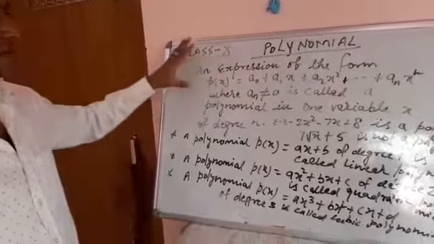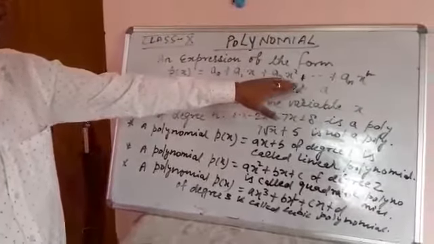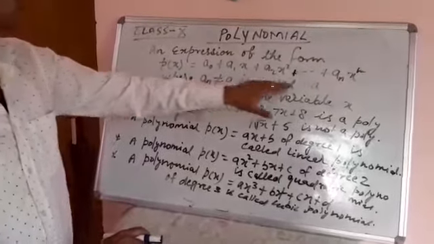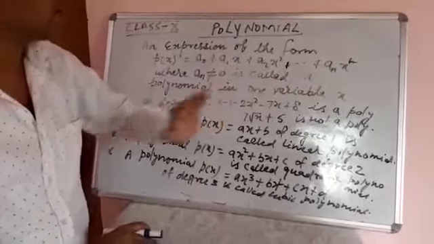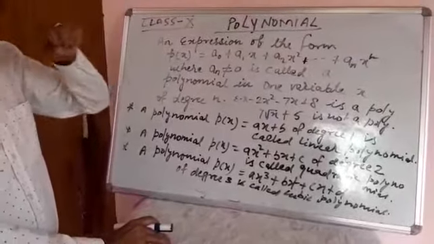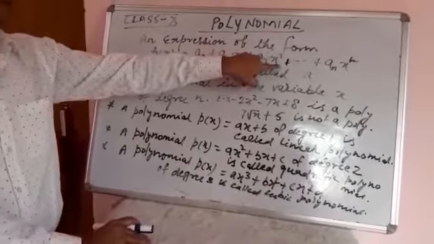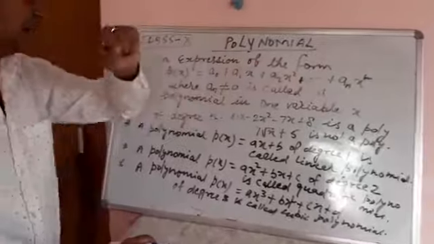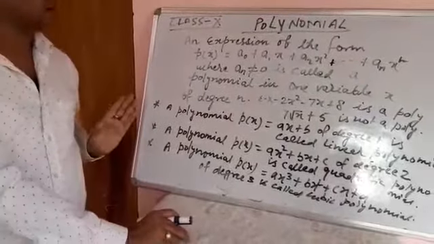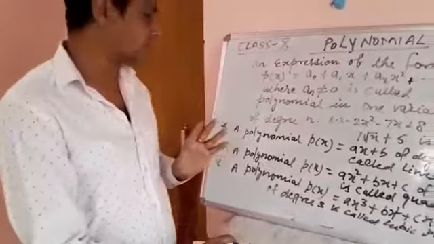Again I am repeating it. p(x) = a0 + a1x + a2x² + ... + anxⁿ, where an is not equal to 0, is called a polynomial in one variable x. Here the variable is x. And what is the order being followed? a0 is the coefficient of x⁰, a1 is the coefficient of x, a2 is the coefficient of x², and an is the coefficient of xⁿ. Now this is very important and will help you do the questions in the coming exercise.